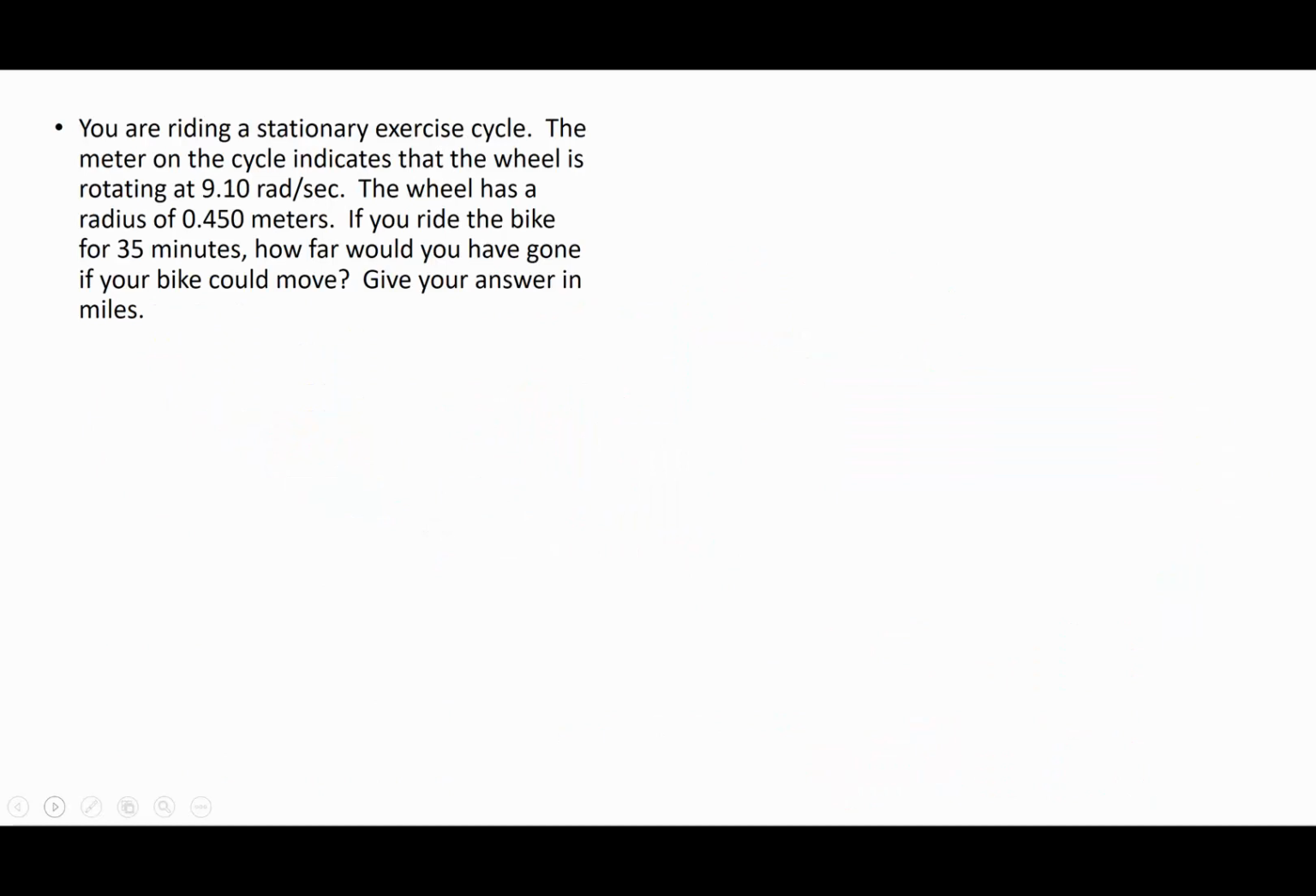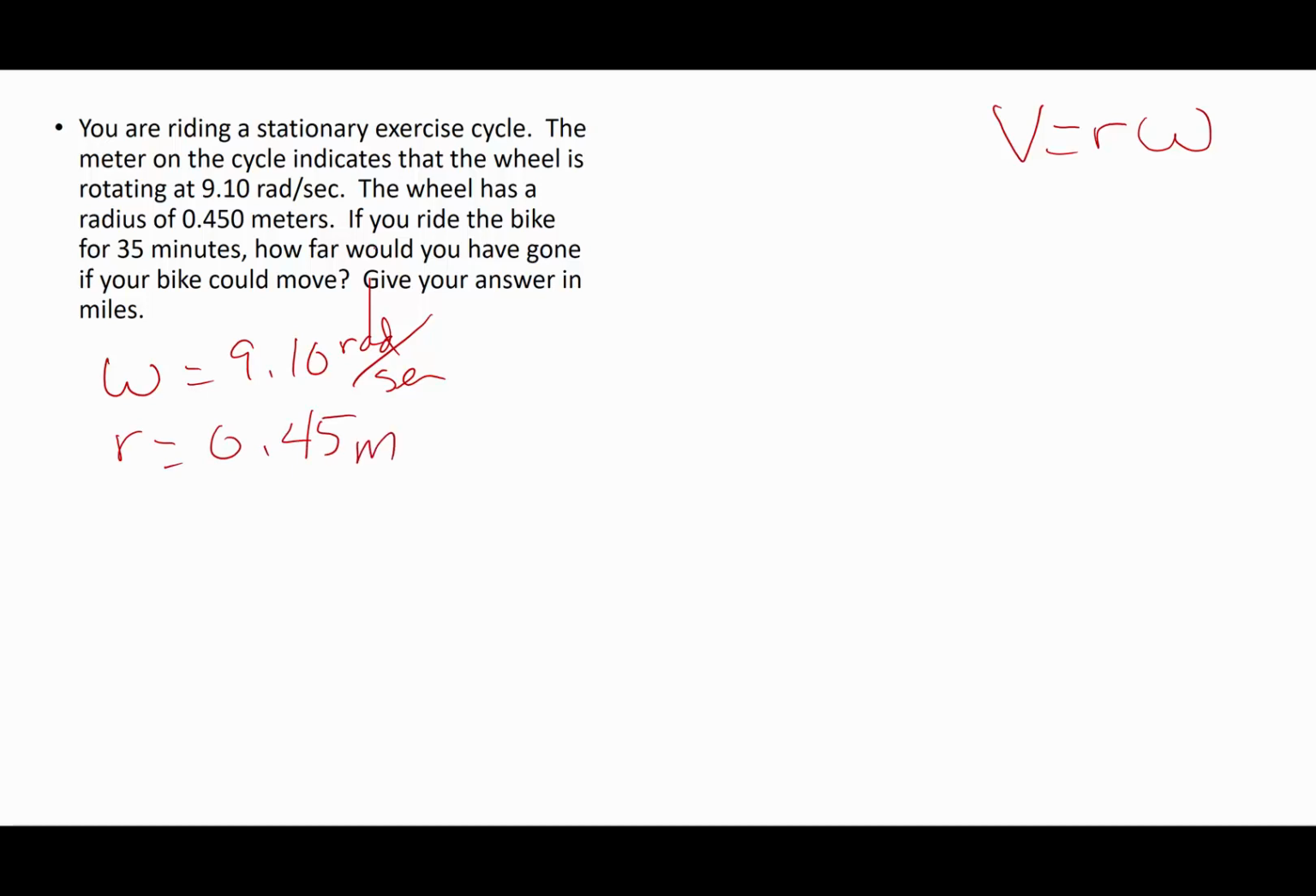All right, let's do a problem involving velocity is radius times angular velocity. Let's say you're riding a stationary exercise bike. The meter on the cycle indicates that the wheel is rotating at 9.1 radians per second. The wheel has a radius of 0.45 meters. How far would you ride the bike, X, if you rode for 35 minutes?